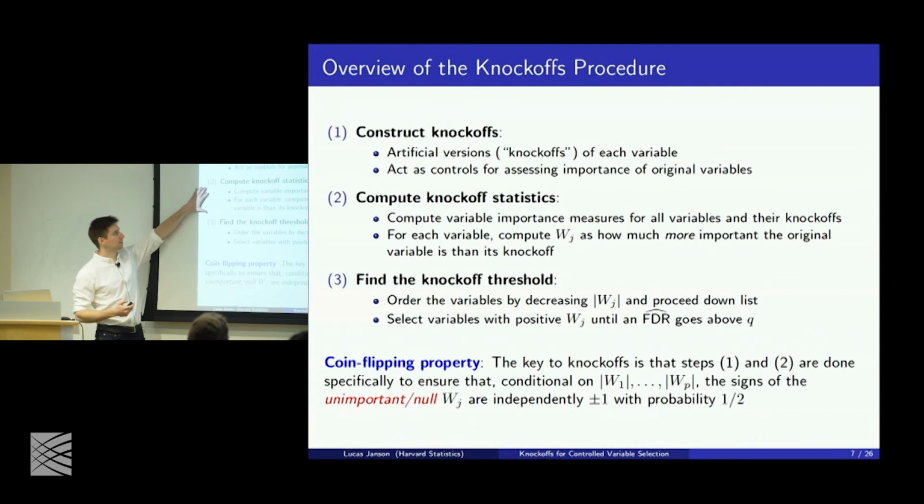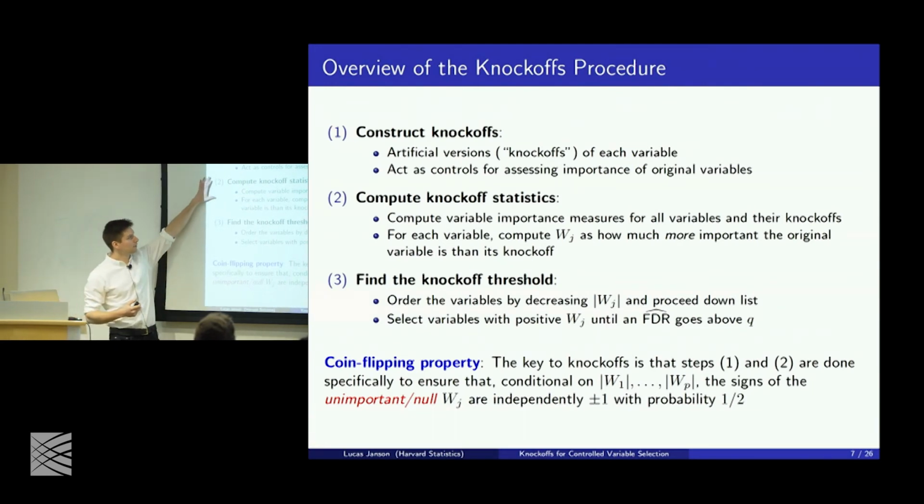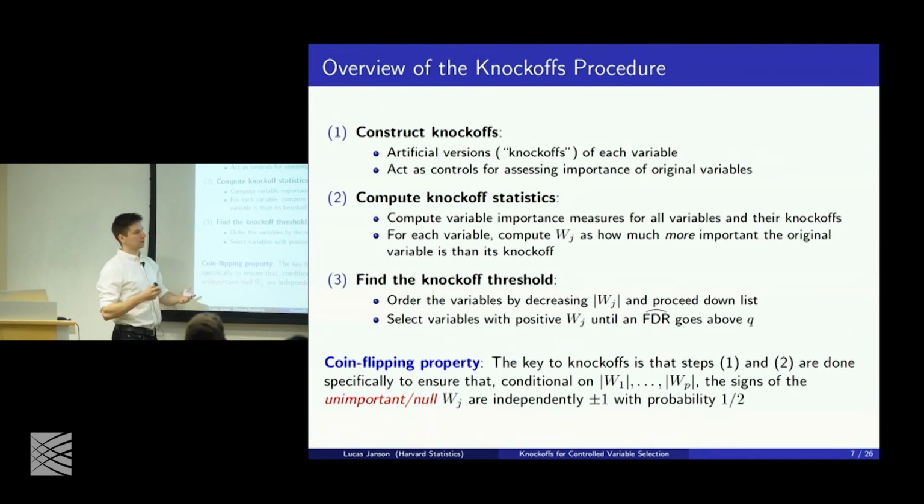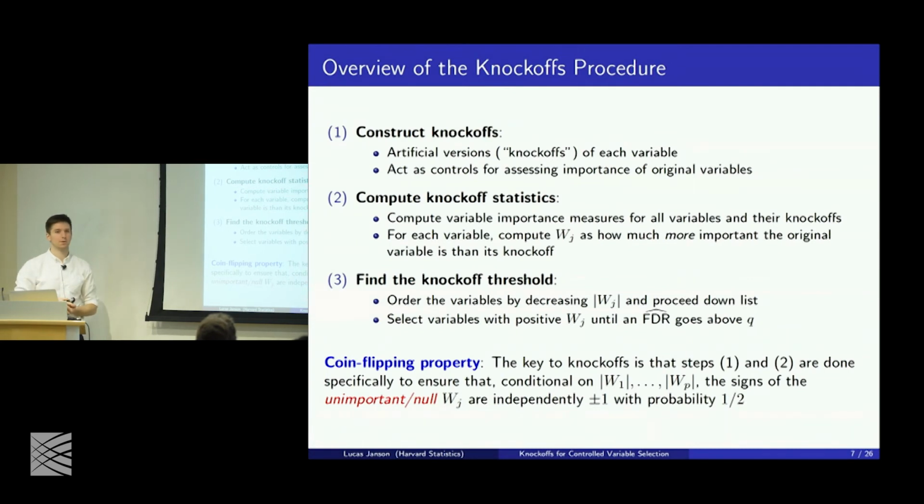Okay, so the key to what makes knockoffs work, and I'm going to come back to this a few times in the talk, is that steps 1 and 2 are constructed to have this super important coin flipping property. And it's really this symmetry that makes knockoffs work, and I think also gives the intuition for why it should work, even approximately if things aren't quite perfect.